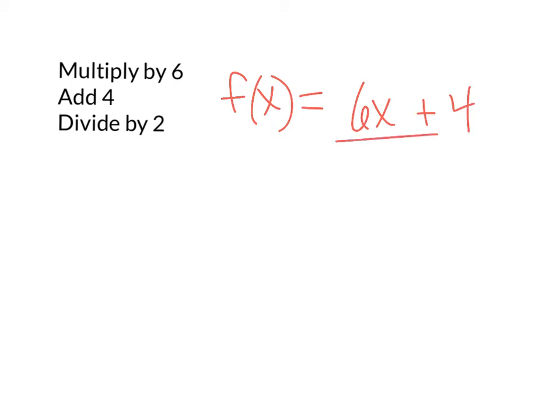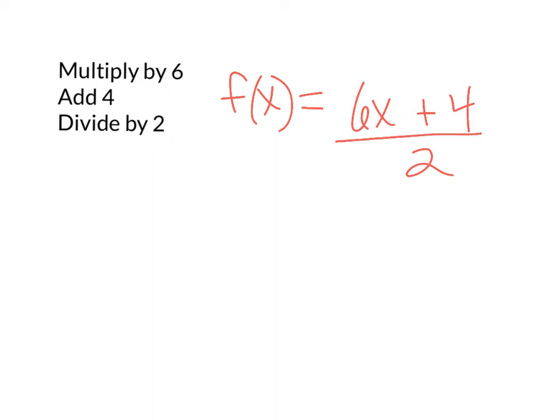All right, so we're going to try to write a function for this set of directions that I have here. So first thing it says is we are going to multiply by 6. So if I'm going to write my function, I have to start by multiplying whatever value I have by 6. So I'm going to write 6x. Okay, then it says I'm going to add 4. So I'm going to put a plus 4. And then I divide by 2. Now I have to divide that whole thing by 2. Whatever I got there, divide by 2. Here's my original function.